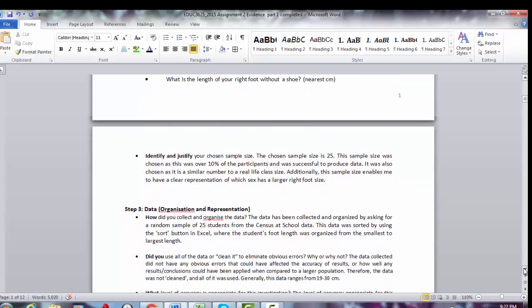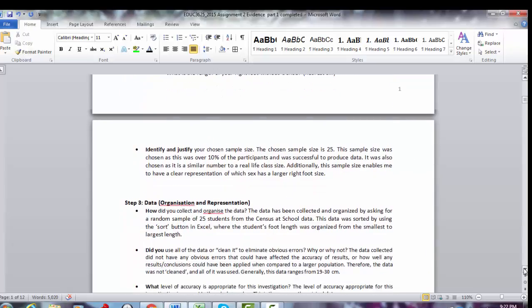So the data has been collected and organised by asking for a random sample of 25 students from the census at school data. This data was sorted by using the sort button in Excel, where the student's right foot length was organised from the smallest to largest length.